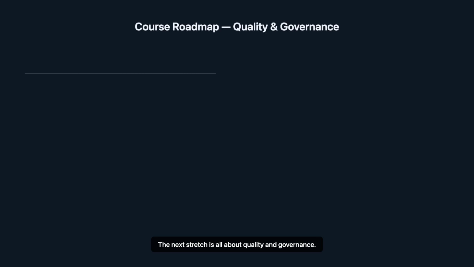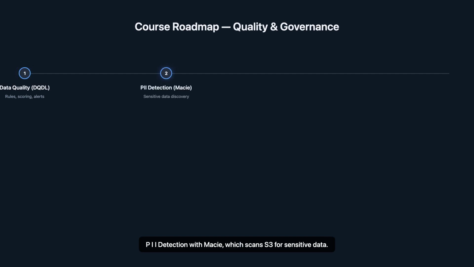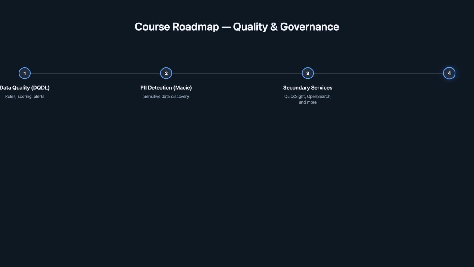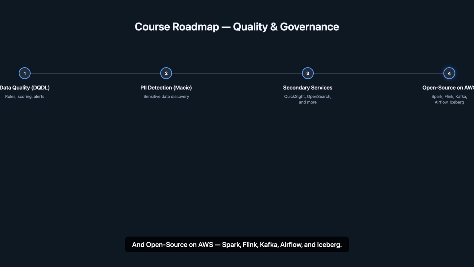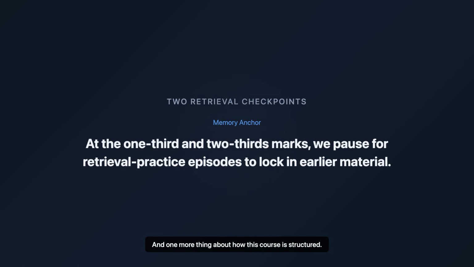The next stretch is all about quality and governance. Data quality with DQDL, Glue's rules engine for bad records, scoring, and alerts. PII detection with Macie, which scans S3 for sensitive data. Secondary services, QuickSight, OpenSearch, and a handful of others. In open source on Amazon Web Services, Spark, Flink, Kafka, Airflow, and Iceberg. The official exam guide explicitly names every single one of them, which is why we cover them directly rather than glossing over them.